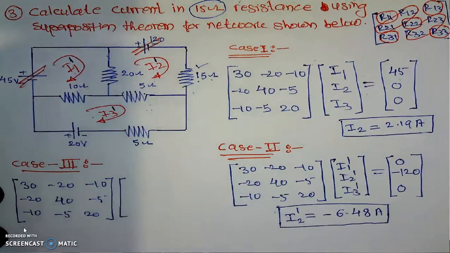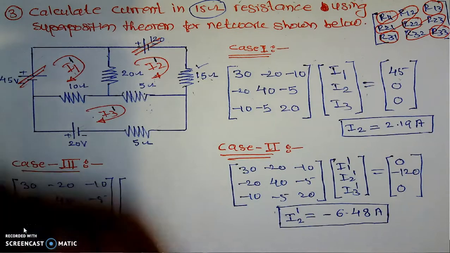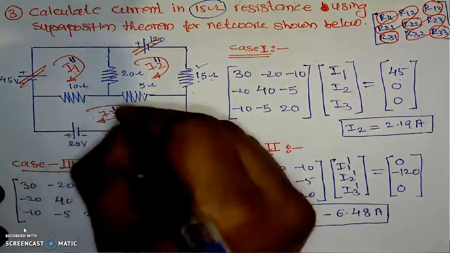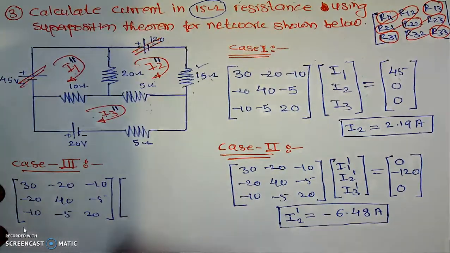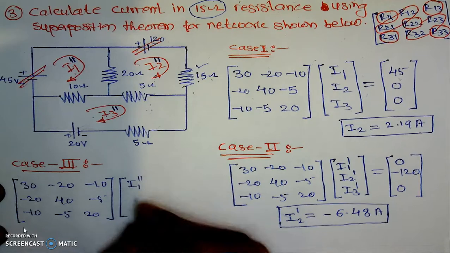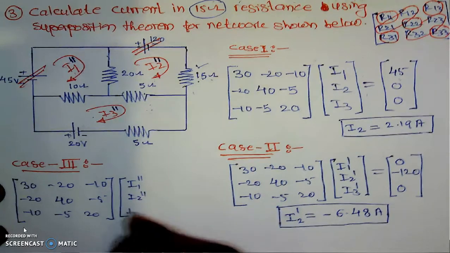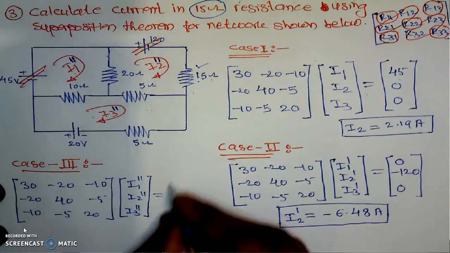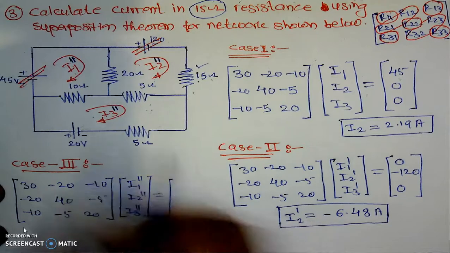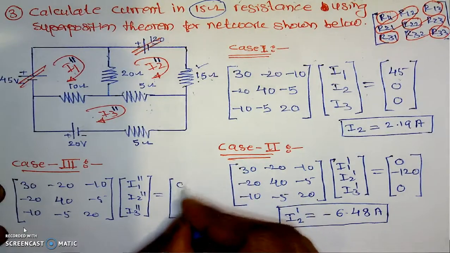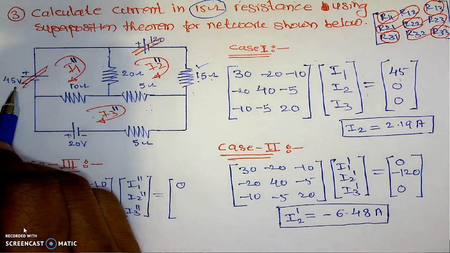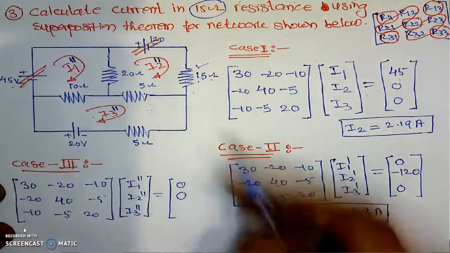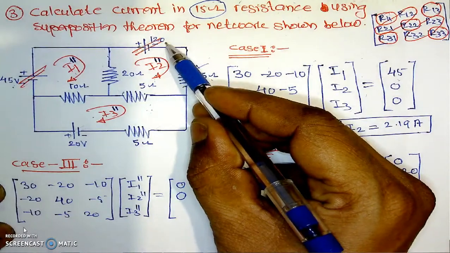Now I will name the currents for the third case as I1 double dash, I2 double dash, and I3 double dash, which is equal to constants. What is the constant for the first equation? 0, because the 45 volt source is replaced by its internal resistance. The second constant is again 0, because the 120 volt source is also replaced by its internal resistance.